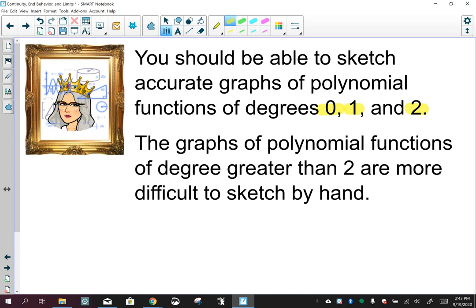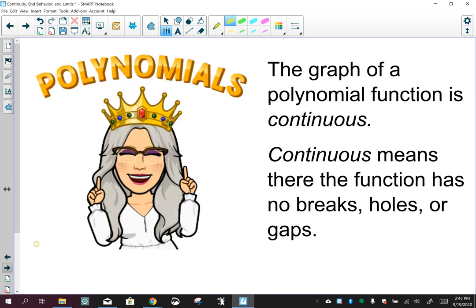Now, anything that's higher than a 2, you will have your calculator to use and be able to look at it that way. And then you're just going to have to transfer the information so that way you'll be able to go through and actually do the actual problems. So let's start talking about continuity.